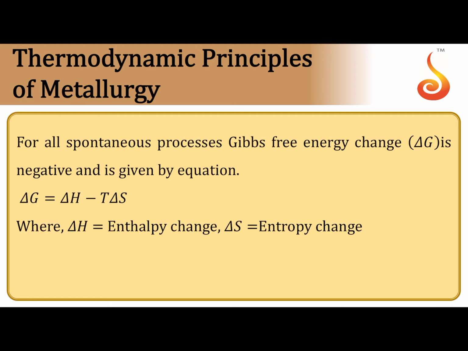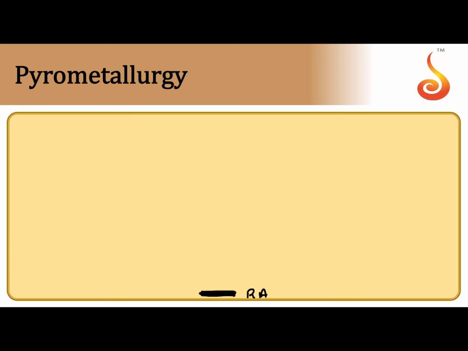Thermodynamics of the process. For all spontaneous processes, Gibbs free energy change is negative and is given by the equation delta G equals delta H minus T delta S. So, whenever delta G value is negative, that reaction occurs on its own. During the extraction of metal from metal oxide by using a certain reducing agent, the reaction should be spontaneous, then only is the metal extracted spontaneously.